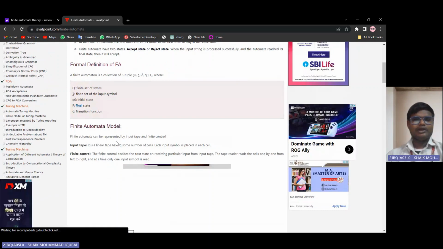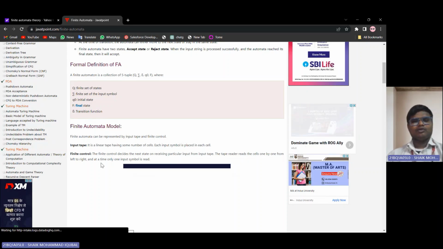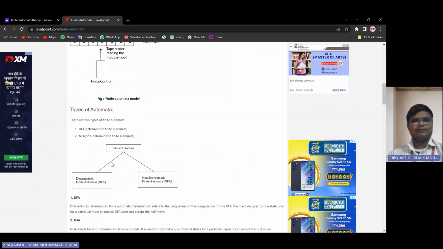Finite automata can be represented by input tape and finite control. What is input tape? It is a linear tape having some number of cells. Each input symbol is placed in each cell. Finite control: the finite control decides the next state on receiving the particular input from the input tape. The tape reader reads the cells one by one from left to right at a time. Only one input symbol is read.